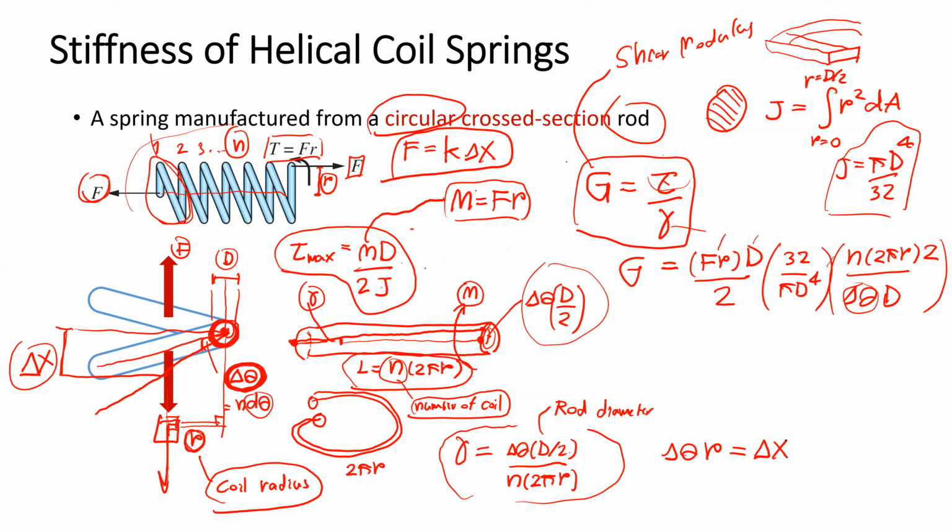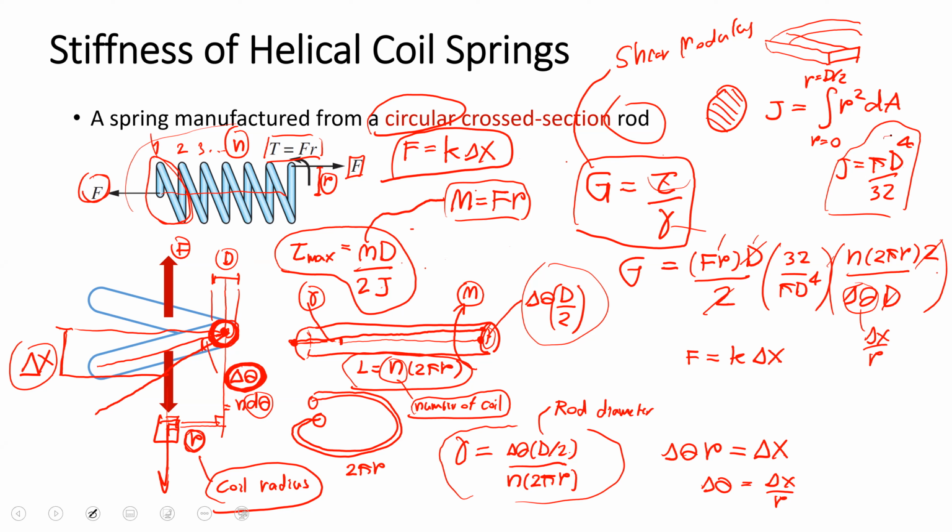So delta theta is equal to delta x divided by r. Please check by yourself to finalize this. What we want is how we can form F equal to K delta X.